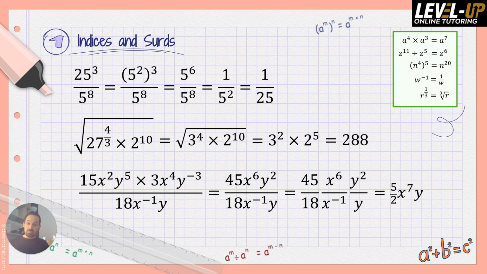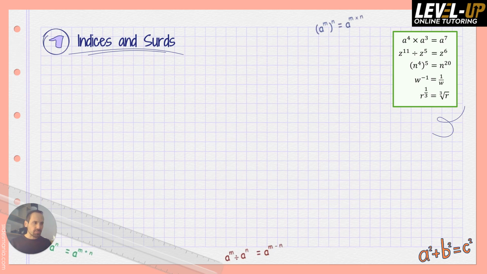Y squared over y to the 1, essentially, is going to be y to the power 2 minus 1, which is y to the power 1, which is just y. So you see how that can simplify down to essentially 5 over 2, x to the 7, y. So even quite complicated looking situations like that, if you bring things together as much as you can, you start to cancel out the common factors of numbers, x's and y's, and you can simplify it down quite significantly.